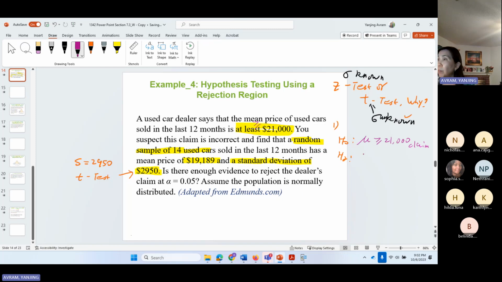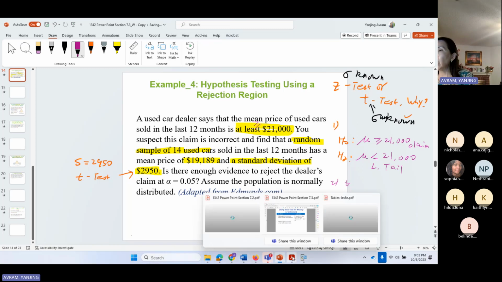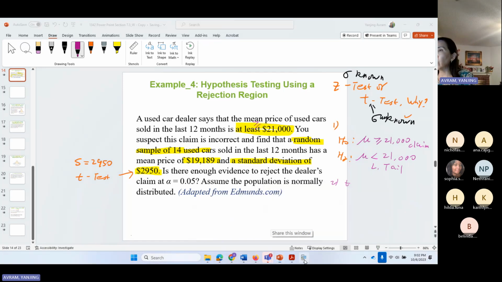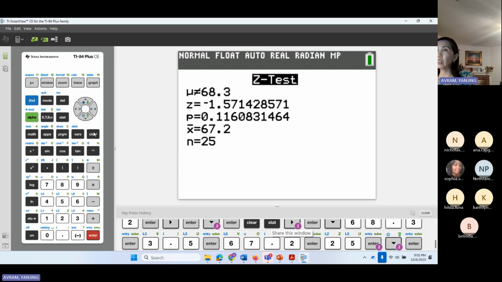Now my alternative for this one will be just less than, so that means this is a left tail test. I can either find my t-value by hand, or I can put this whole thing into the calculator. Using the calculator to find the t is the really quick and easy way.